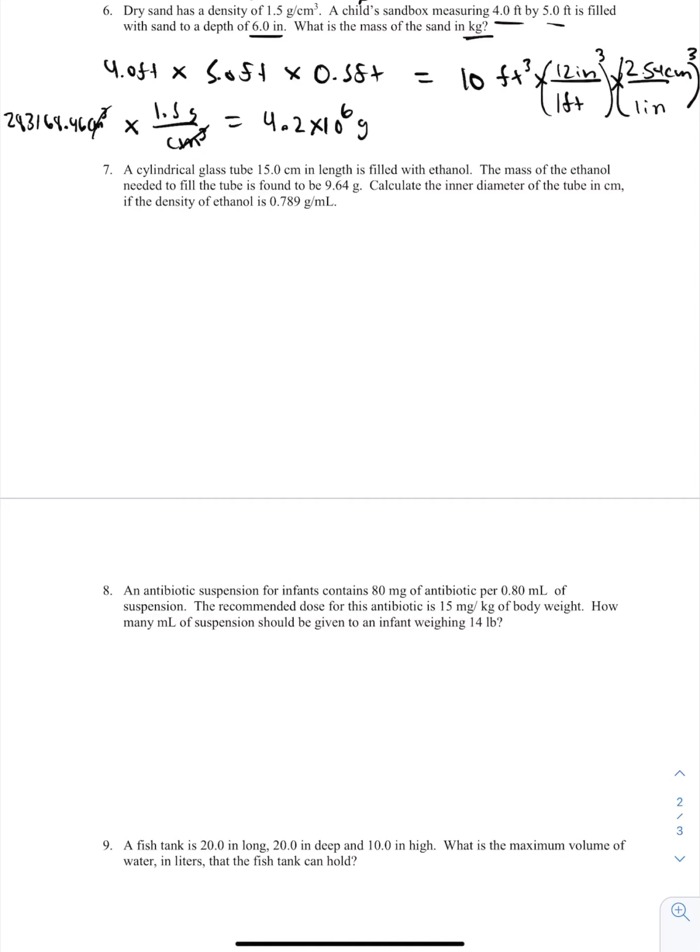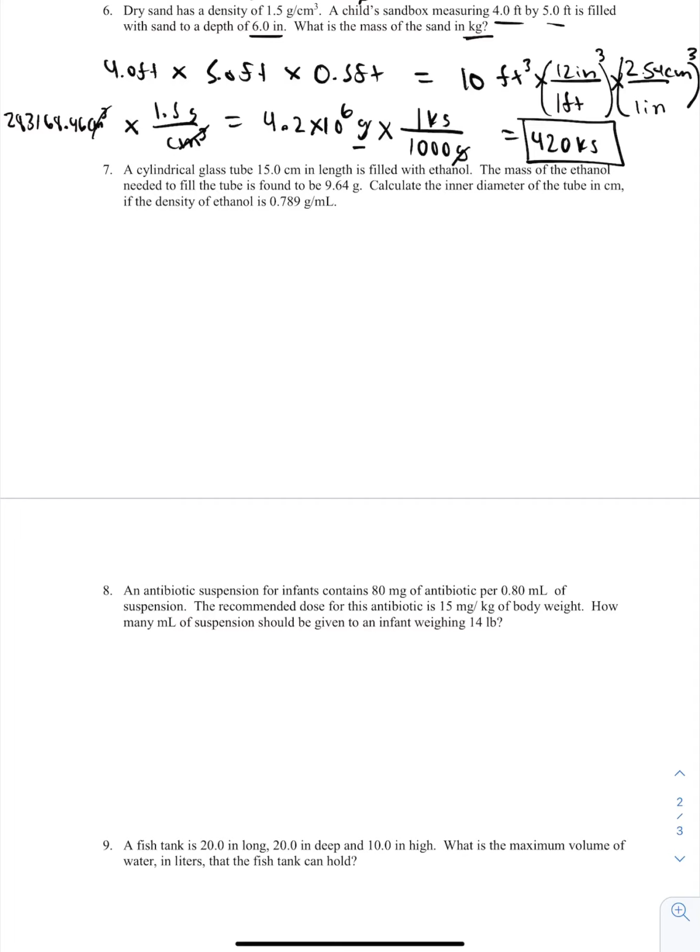Now, that is my answer in grams. But the question is asking for the mass in kilograms. So I have to take one more additional step and turn my grams into kilograms. That's very straightforward. In 1 kilogram, there's 1,000 grams because a kilogram is bigger. So I have to divide this big number by 1,000, and it turns out I get 420 kilograms of sand. So my final answer for this question is 420 kilograms. Okay?